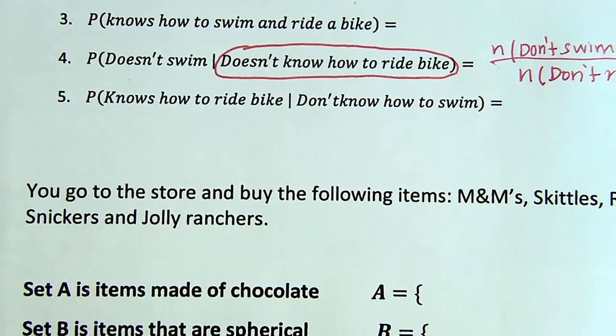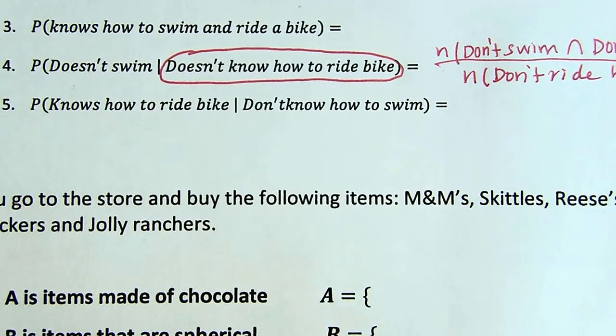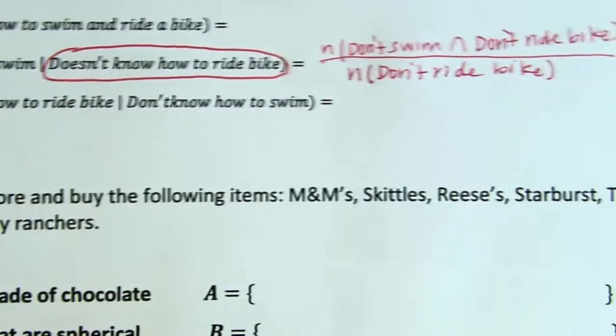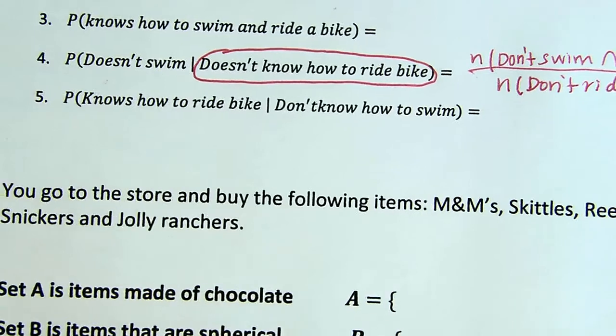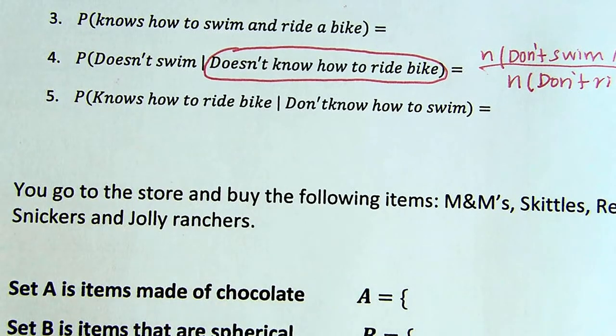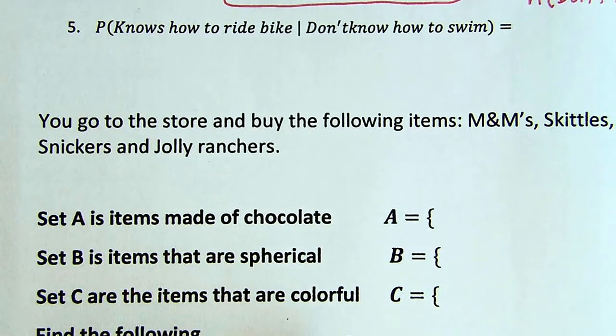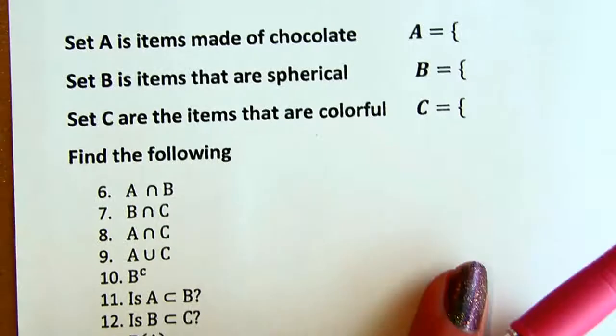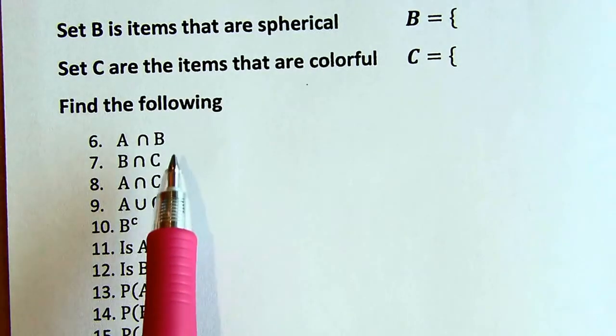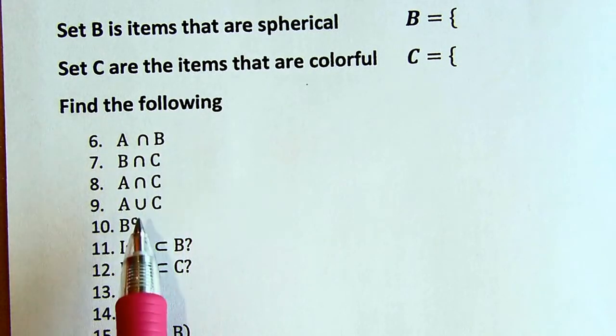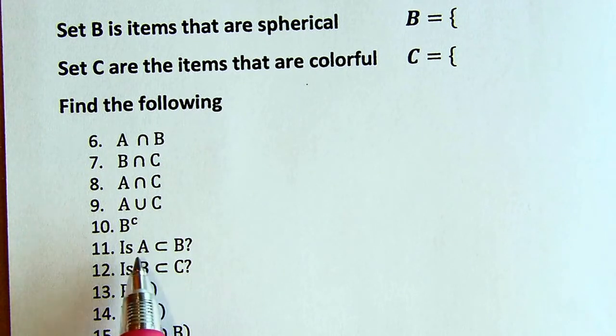Okay. So you go to the store and buy the following items: M&M's, Skittles, Reese's, Starburst, Twix, Snickers, and Jolly Ranchers. So set A is items made of chocolate. Set B is the items that are spherical. Set C are the items that are colorful. Okay. So for these, we're going to find the following: intersections. We have some unions, complement, asking is A a subset of B, and probabilities down here, using the information that you find from the previous ones.